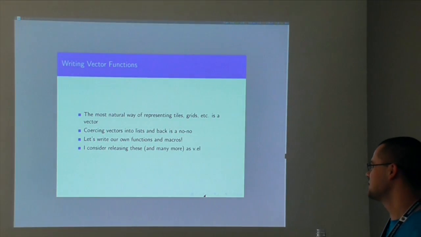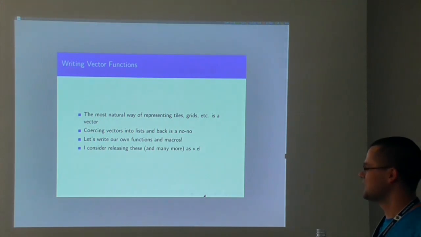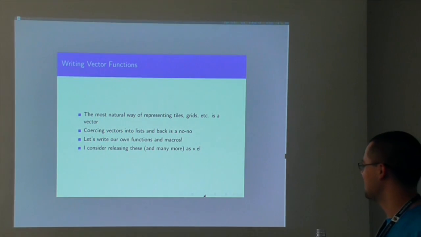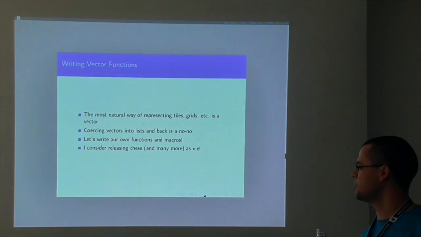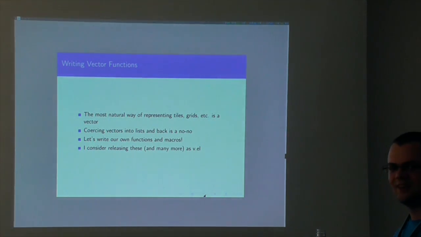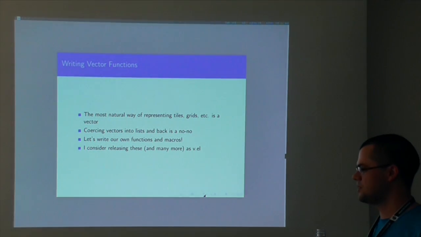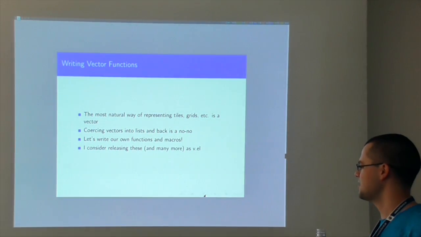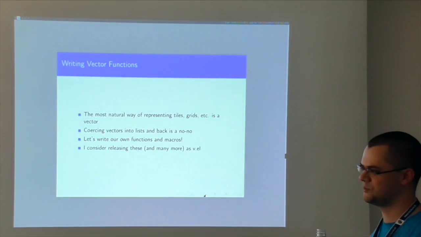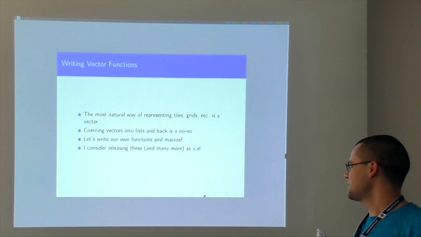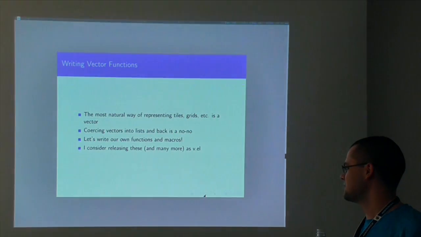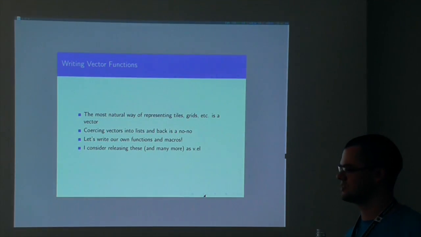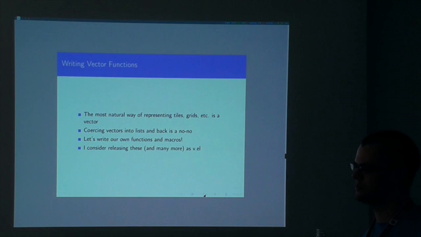So what did I do? I started writing vector functions, because I needed them. One solution would have been coercing a vector into a list and back, but that would have been okay for something like a normal package, but not for a game, because this happens very, very often, and otherwise I would have taxed the garbage collector way too much. So I've written my own functions and macros, and I'm considering releasing these as a utility library if there's any interest in it.